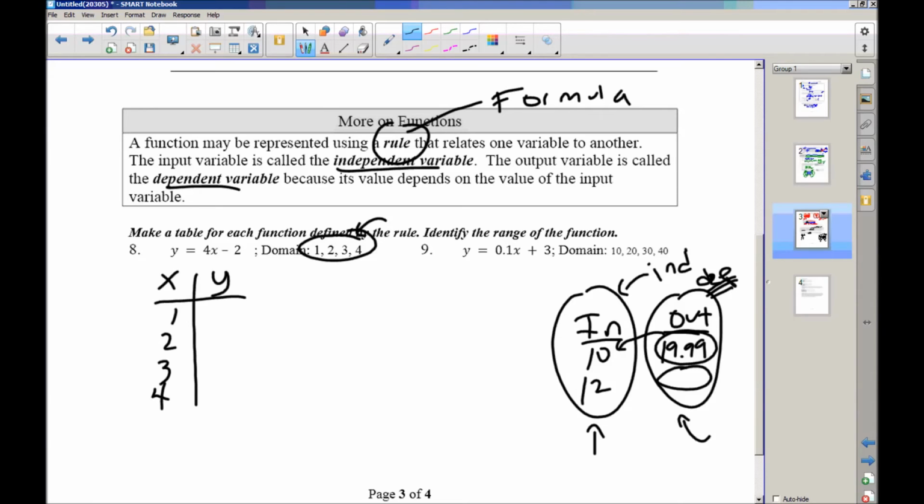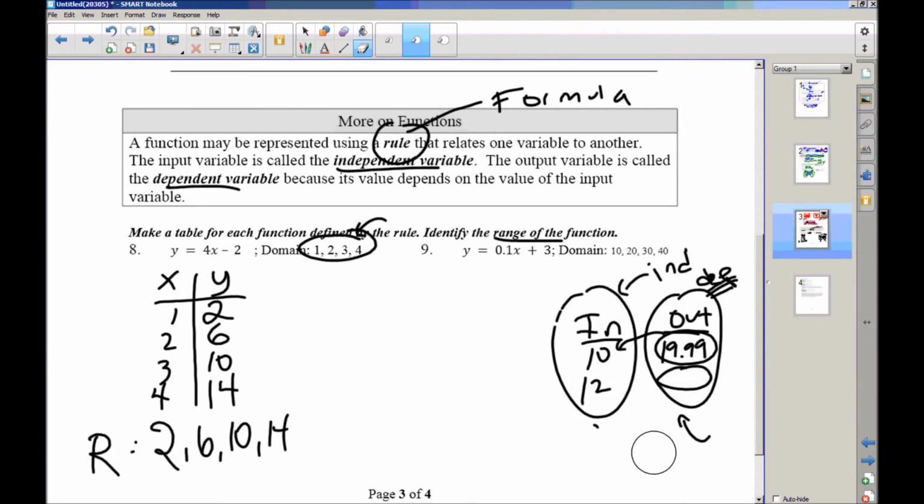So 4 times 1 minus 2 will give me 2. If I plug 2 in for x, 4 times 2 will give me 8. 8 minus 2 is 6. You plug 3 in, you get 10. And if you plug 4 in, you get 14. Okay, and then it asked us to define the range, which is the values of the dependent variable. And these values are going to be 2, 6, 10, and 14.